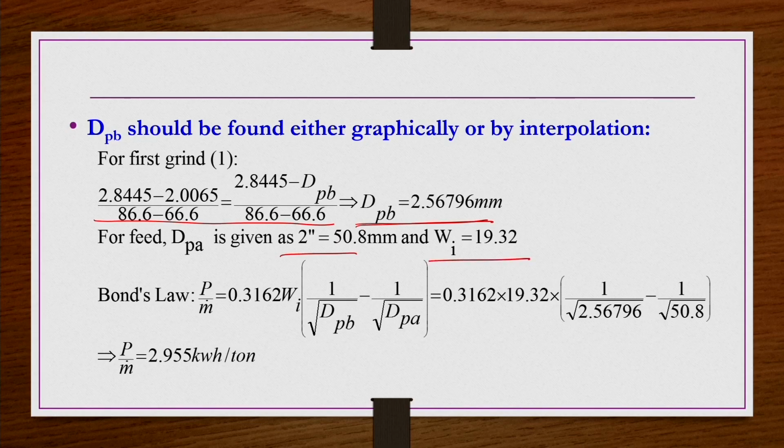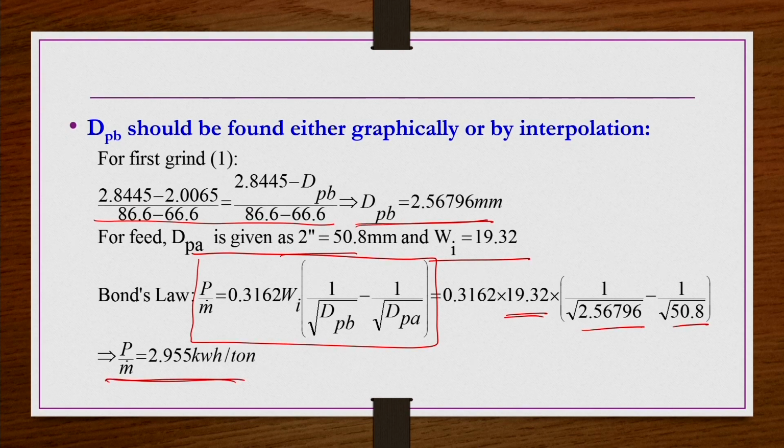WI is given. Once DPB is known, everything in Bond's law is known except P by m dot, so that you can find out. WI is given as 19.32. DPB you just found, and DPA is given as the feed in the problem. So, you are going to get P by m dot.